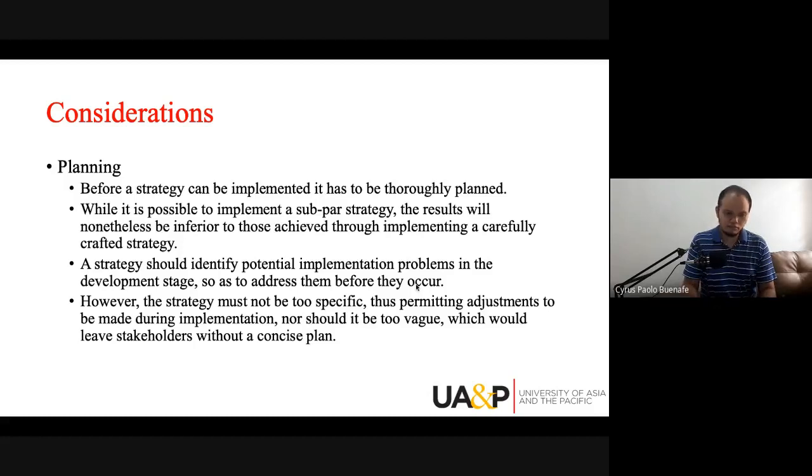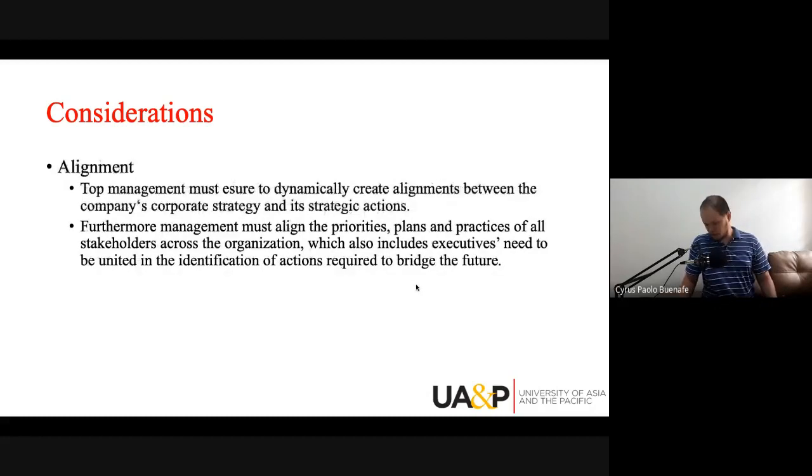So another consideration when it comes to technology planning is alignment. Top management must ensure to dynamically create alignments between the corporate strategy and its strategic actions. So when we talk about alignment, one particular term that would come to mind here is what we call line of sight.